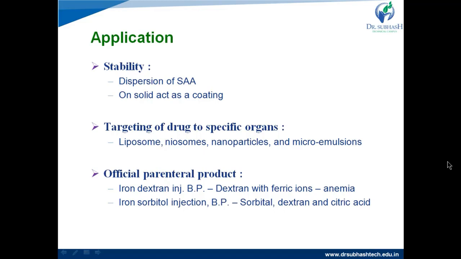Some official parenteral products of colloidal dispersion: iron dextran injection BP, which contains dextran with the ferric ion and can be used in the treatment of anemia. It is an example of a non-ionic hydrophilic solution. Then iron sorbitol injection BP, which contains sorbitol, dextran and citric acid complexed with ferric ion. It can be given via the intramuscular route. So these are all about the applications of colloidal dispersion.